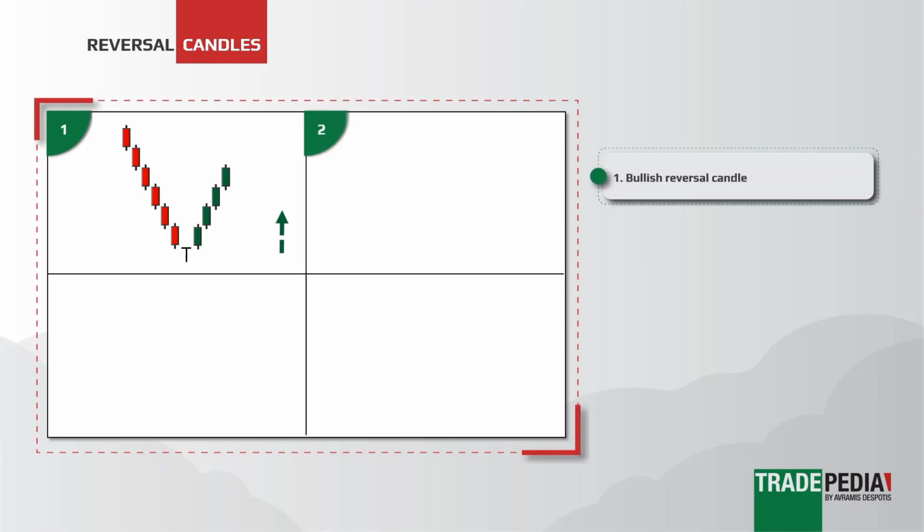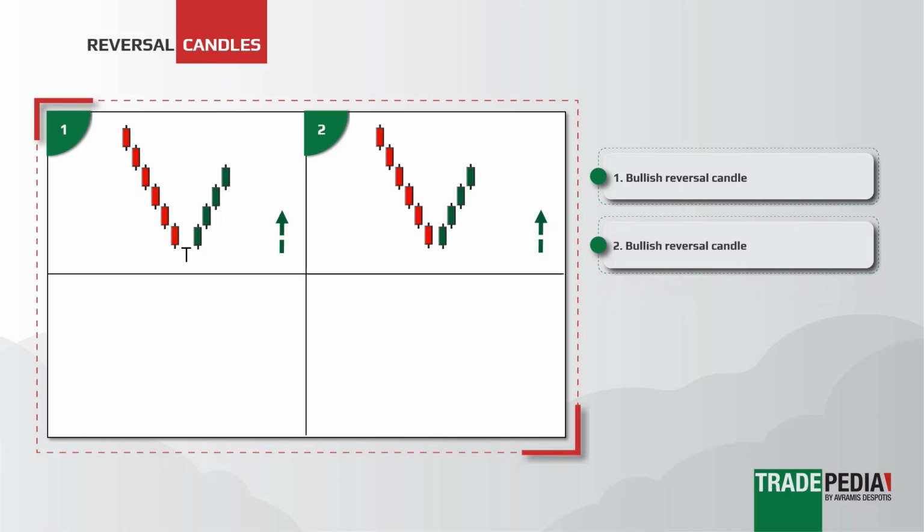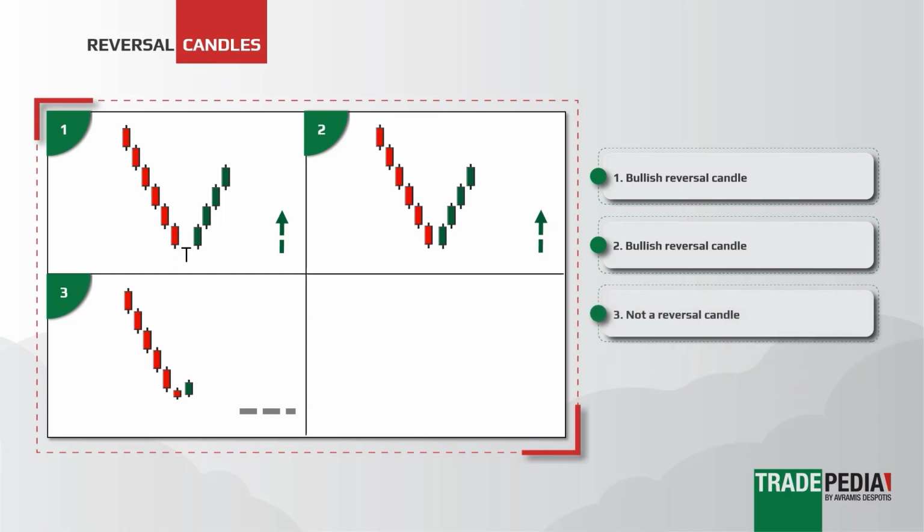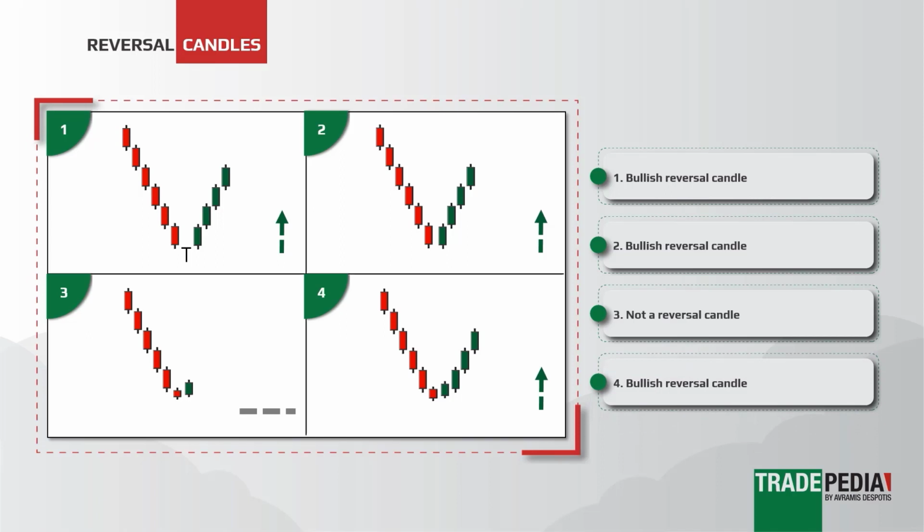In pattern number 2, the first green candle also possesses a big body and is considered a bullish reversal candle. In pattern number 3, however, the green candle does not possess a relatively big body, and therefore it cannot be considered a reversal candle. In pattern number 4, notice that the second bullish candle is acting as the reversal candle because it managed to close with a big bullish body relative to the other candle's body.